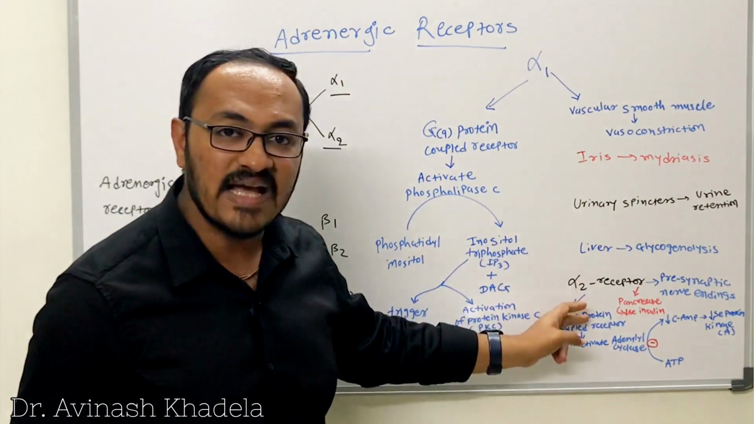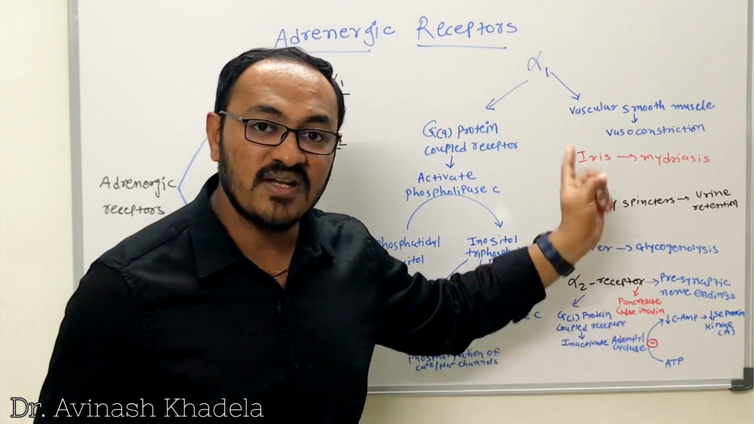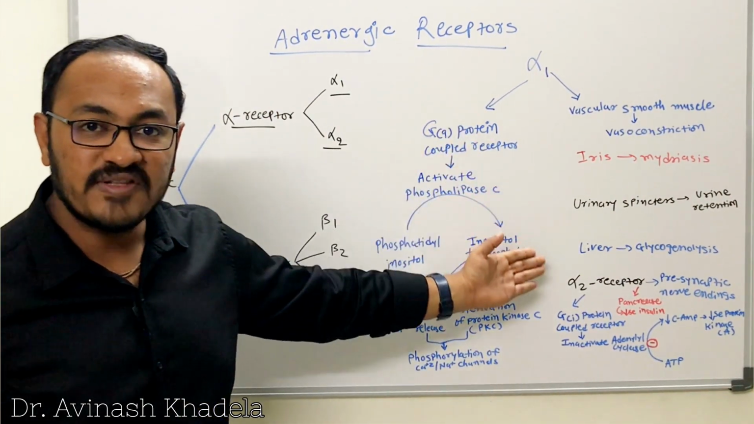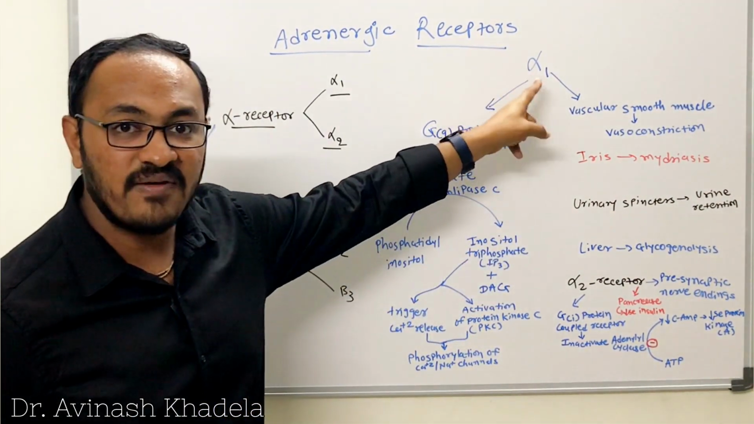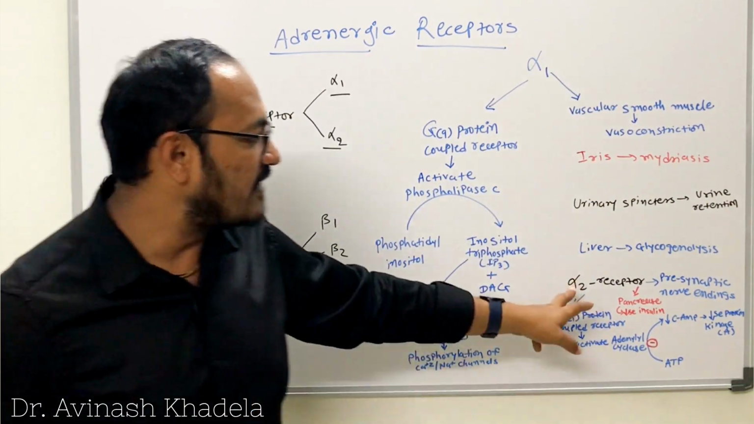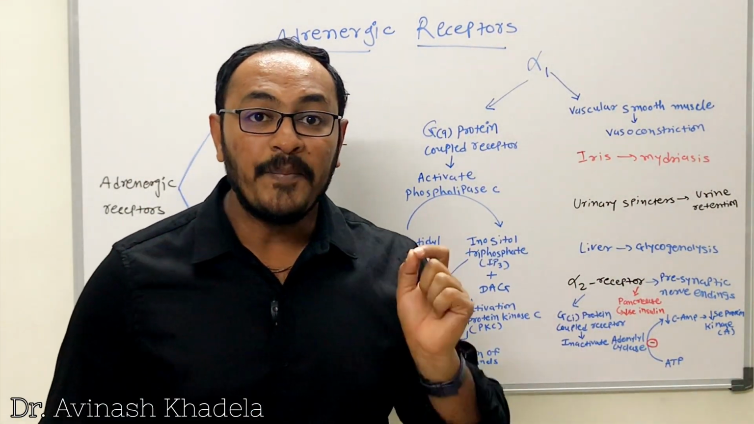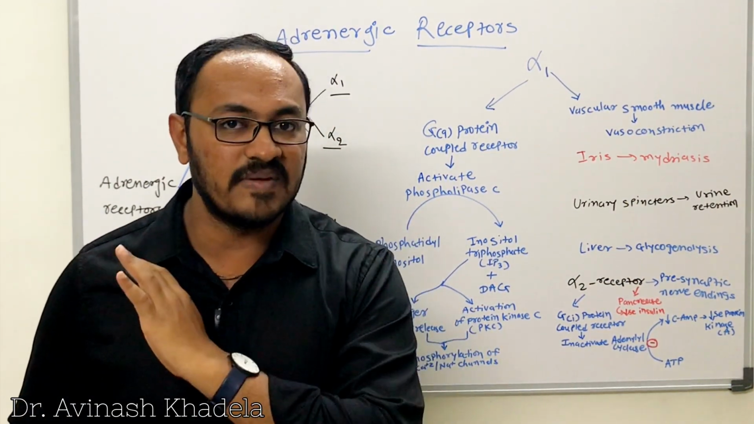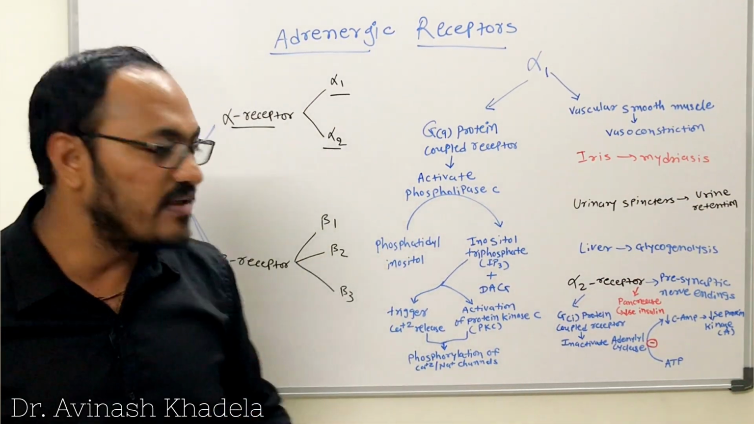The second is the alpha 2 receptor, which is another subtype of alpha receptor. But as I said earlier, alpha 2 receptor is not like alpha 1 receptor. Alpha 1 receptor is located in the post-synaptic nerve ending, whereas alpha 2 receptor is present on the pre-synaptic nerve endings, and alpha 2 receptor is an auto-inhibitory receptor. Let us understand why it is an auto-inhibitory receptor.